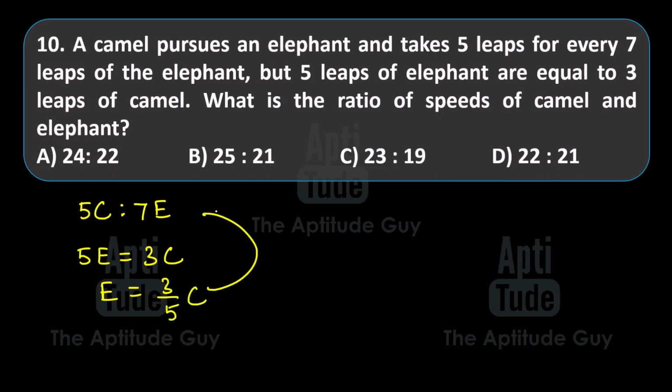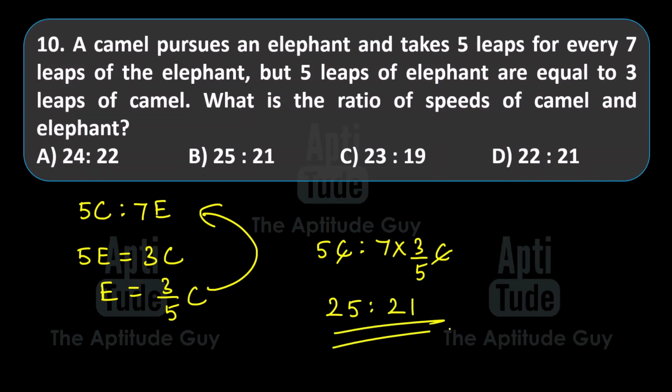Now all we have to do is substitute this over here. We have 5C is to 7 into E, which is 3 by 5 into C. Now what happens here? C and C get cancelled. 5 goes this side. 5 5s are 25 is to 7 3s are 21. Answer is option B. That's it. That's all. Any doubts here? Definitely drop it in the comments. But it's a pretty simple question.